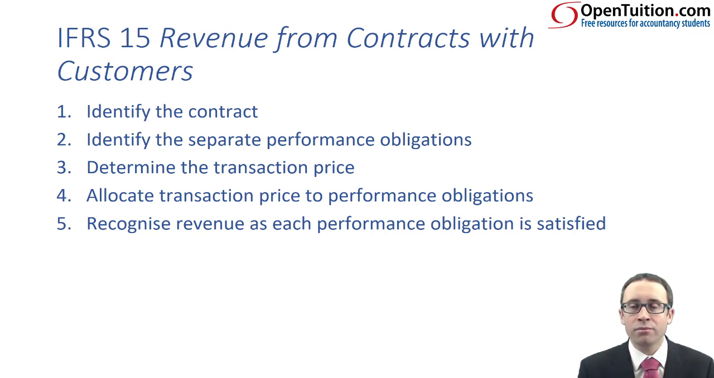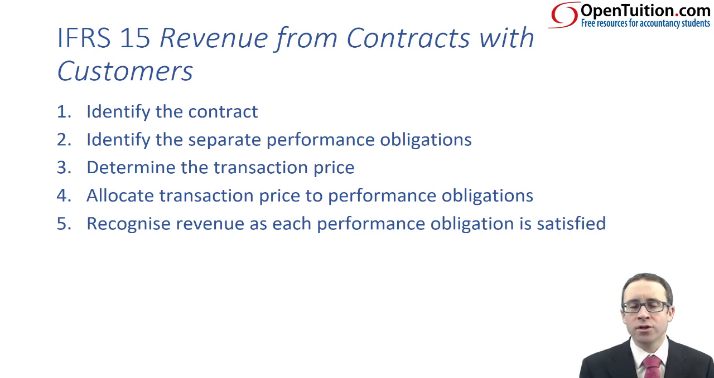So there's a 5-step process. What are the 5 steps? Can you remember? You need to remember them. You need to identify the contract. You need to look at the performance obligations. You need to determine the transaction price. You then need to allocate that price to the obligations before you then go through and recognise the revenue.